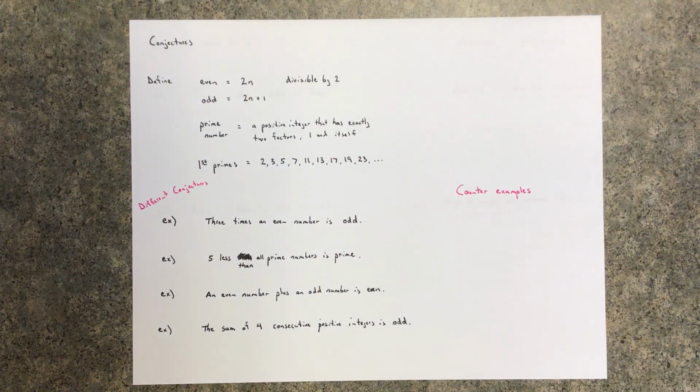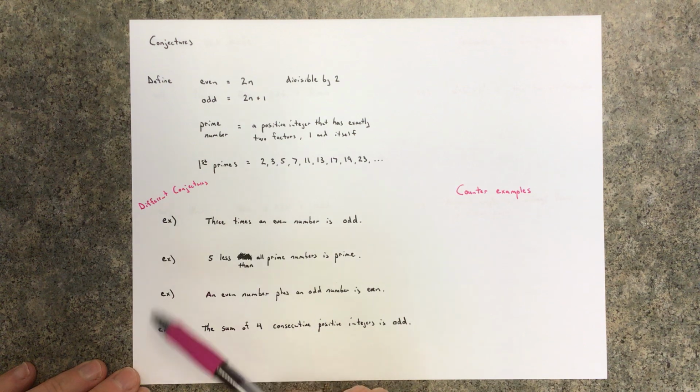Let's take a look at some conjectures. So remember, a conjecture is an unproven statement based on observations. And I'm going to make a lot of conjectures about even numbers, odd numbers, and prime numbers, so I guess I want to define those first.